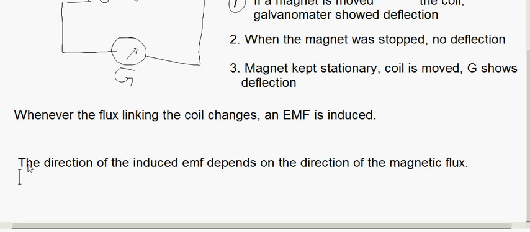And the third point, we can say that the speed with which the magnet was moved. So if the speed was increased, the deflection was more, indicating that there was a greater EMF induced and hence there was a greater current. If the speed was reduced, the deflection was less. That means that the induced EMF is less. So magnitude of the induced EMF depends upon the rate of change of flux linking the conductor.